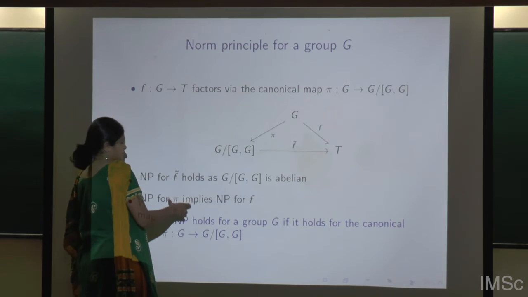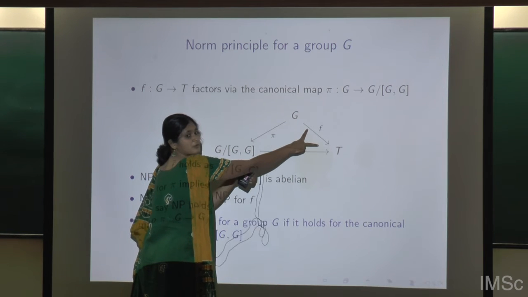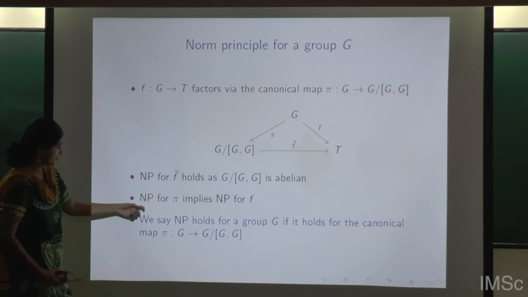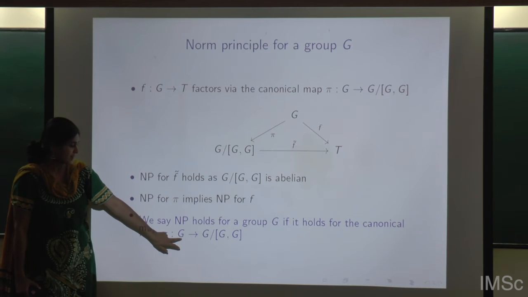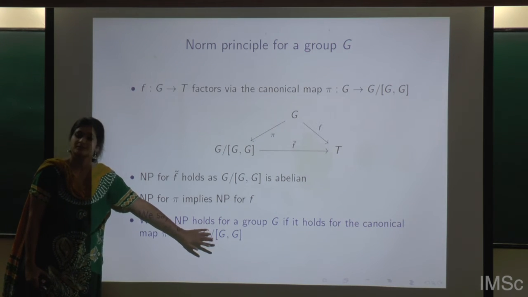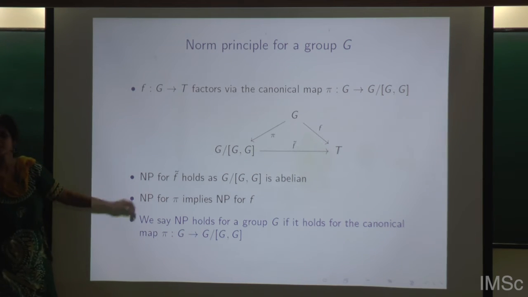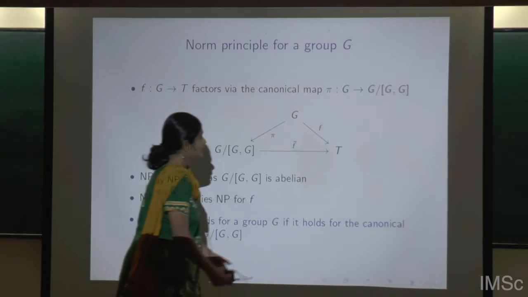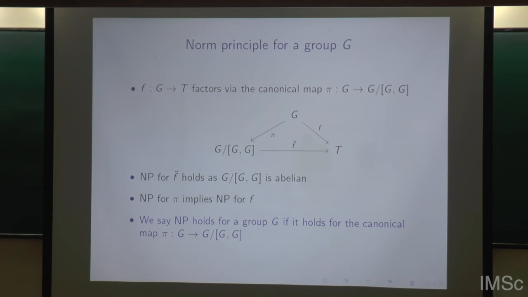And so basically, if you know the norm principle for this one, you know it for the next one, and so on. So really the question boils down to saying: do you know the norm principle for the canonical map from G to G mod its commutators? Once you solve it for this question, then you know the norm principle from G to any map T.